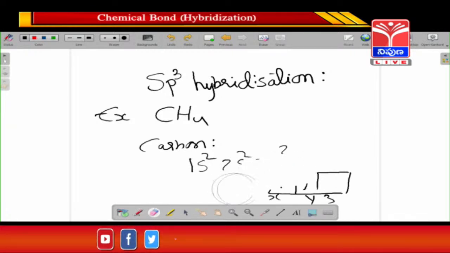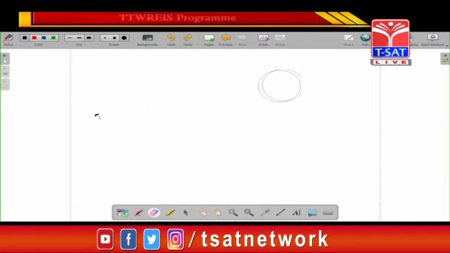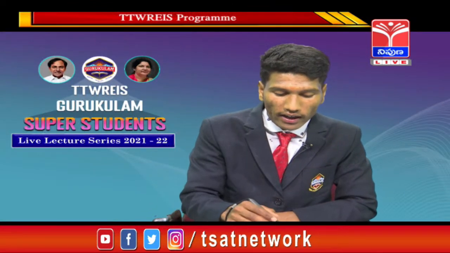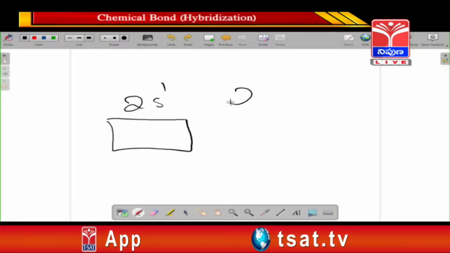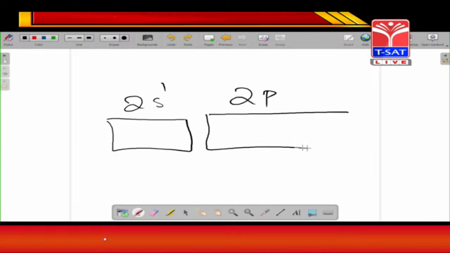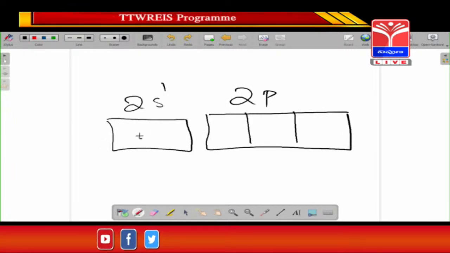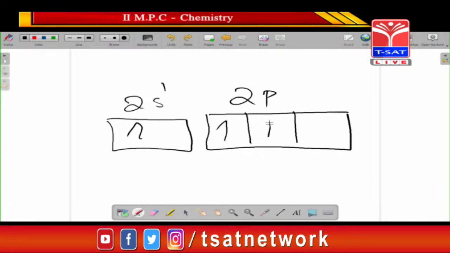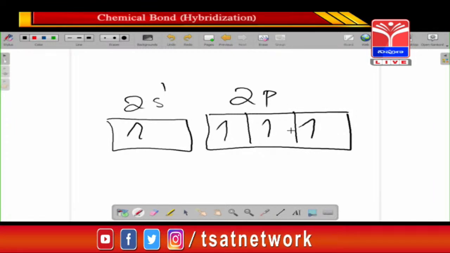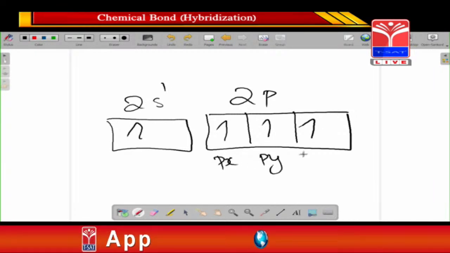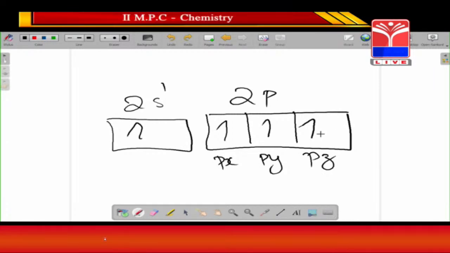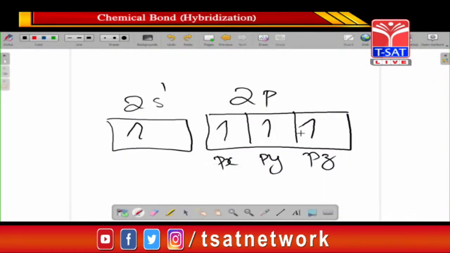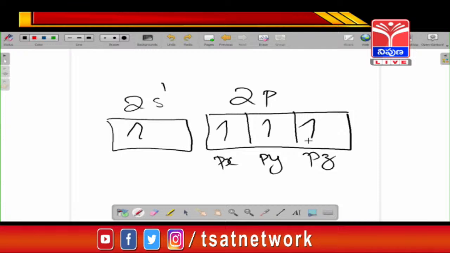So we have to transfer one of the electrons into the excited state. In the excited state, 2s1 2p3, one of the electrons jumps into px, py, pz. So one electron is transferred into the pz orbital. Here there is intermixing of one s orbital and three p orbitals, so it gives sp3 hybridization.